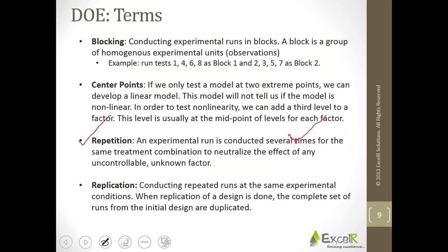If you conduct an experimental run several times using the same treatment combination, it is to neutralize the effect of any uncontrollable or unknown factor.